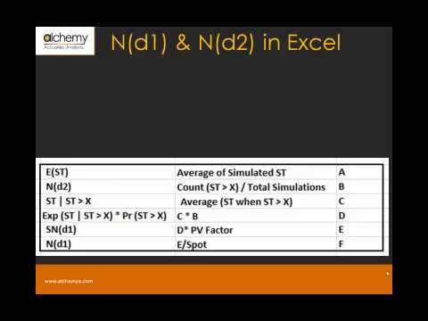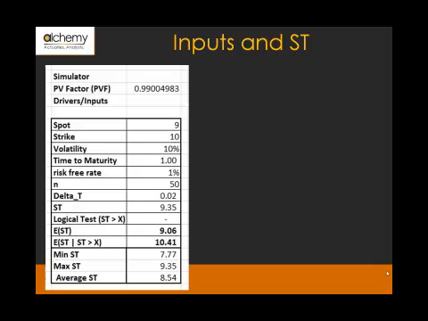Now let's take a look at how the model looks. To build this model, I actually need 3 or 4 pieces. The first piece is a set of assumptions and inputs. These assumptions start off with the spot price is 9, the strike price is 10, volatility 10%, time to maturity 1 year, risk-free rate of 1%, 50 steps, a delta T of 0.02.